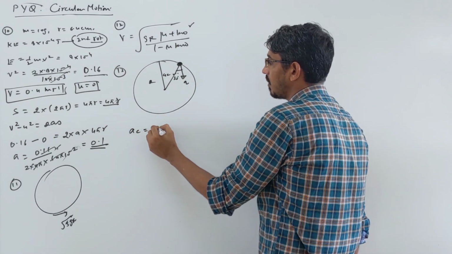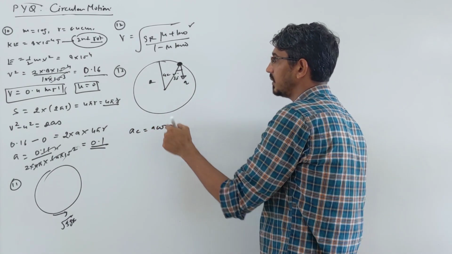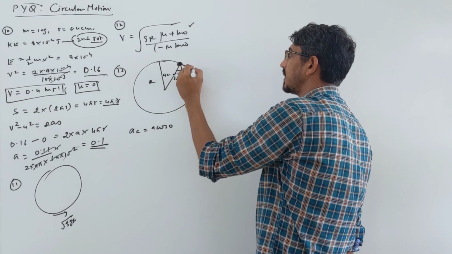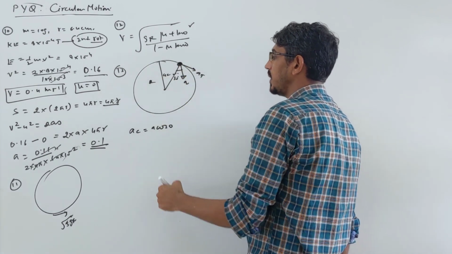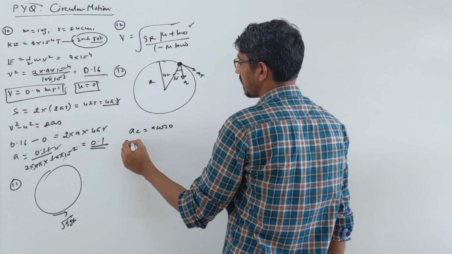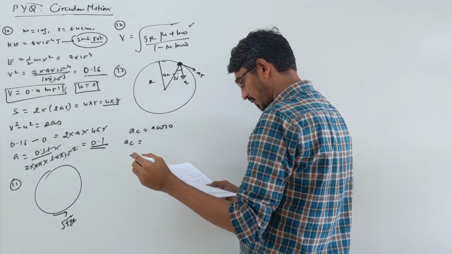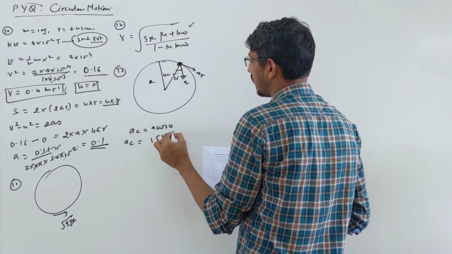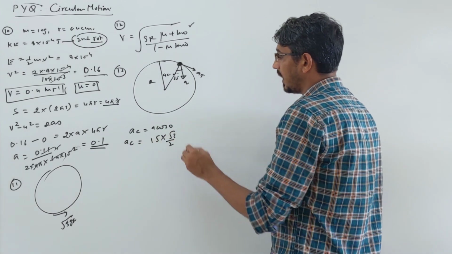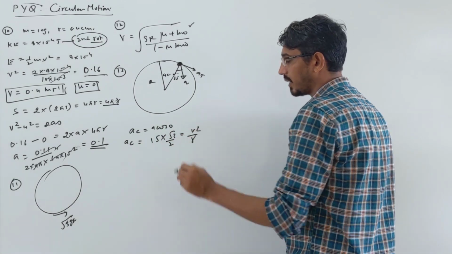So AC is simply A cos theta, A cos 30. This component of the acceleration is the tangential, AT, and this one is AC. So AC becomes A cos theta. A is given as 15, and cos 30 is root 3 by 2. This is the AC, and AC is also equal to V square by R.